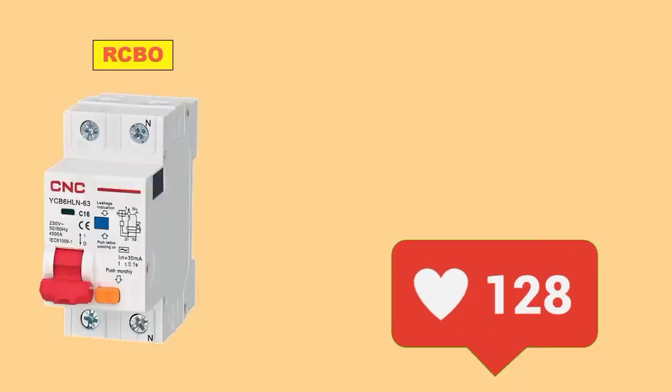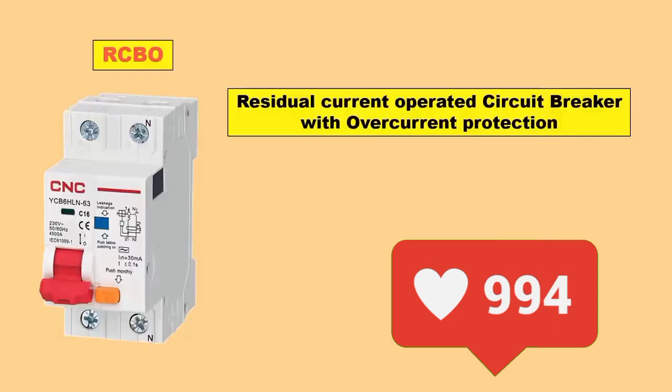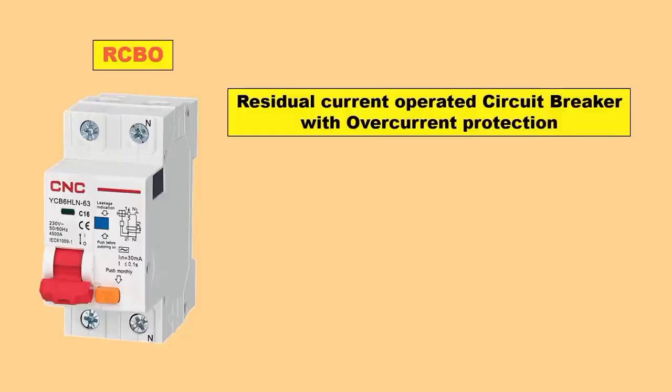Now here we have a RCBO. Full form of RCBO is Residual Current Circuit Breaker with Overload Protection. By listening to its name, you must have got an idea that what is the working of RCBO. But I will explain you everything.